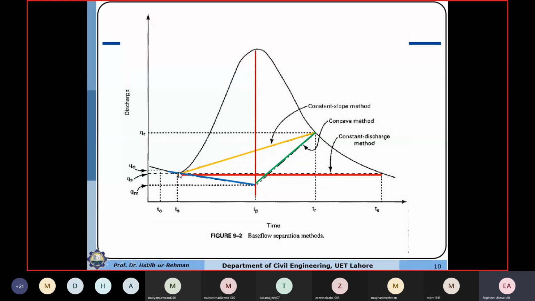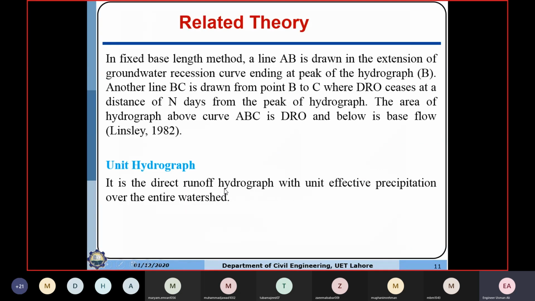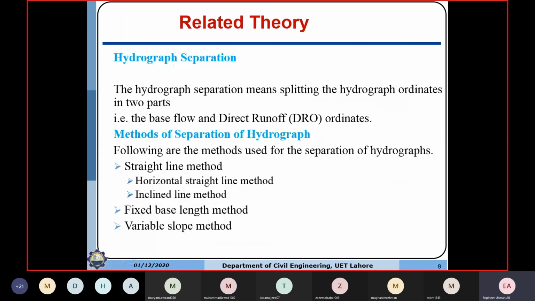So in this case this all is the base flow. So in this method it is assumed that firstly base flow is reduced, it keeps on reducing up to the peak and then starts increasing up to this point and then starts reducing again, and remaining this all is the DRO hydrograph in this case. This is the third method over here, that is the fixed base length method.